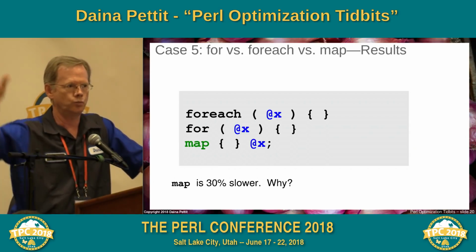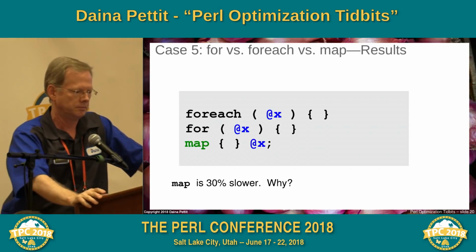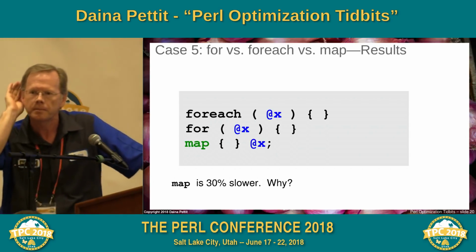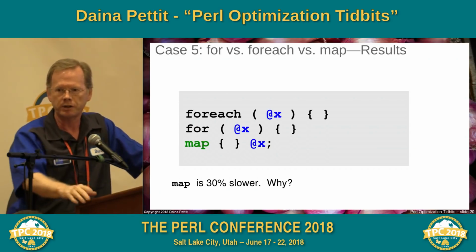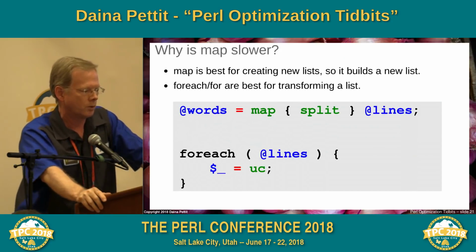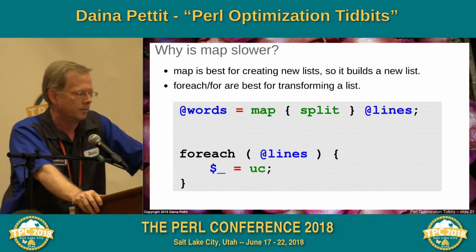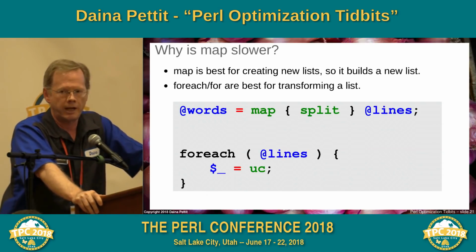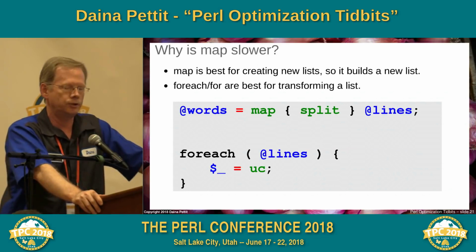Anybody have a reason why they think it might be slower? What's that? It's actually constructing something to return. That's exactly right. It's slower because it's not intended to be used in the same way. Map is best for creating lists. A foreach is best for modifying existing lists. So the map is actually building something.